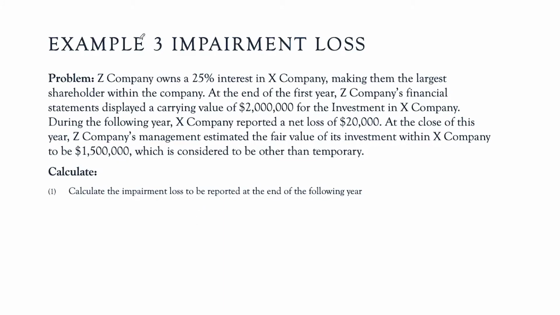Finally, taking a look at our third example here, having to do with impairment loss. Reading the problem, Z company owns a 25% interest in X company, making them the largest shareholder within the company. At the end of the first year, Z company's financial statements displayed a carrying value of $2 million for the investment in X company. During the following year, X company reported a net loss of $20,000.